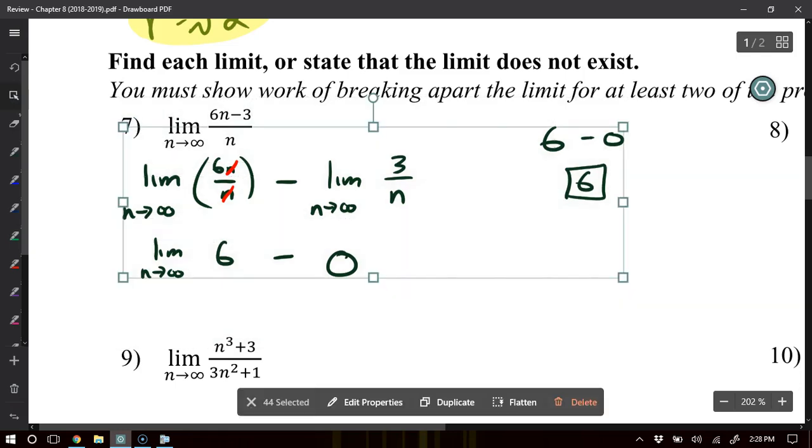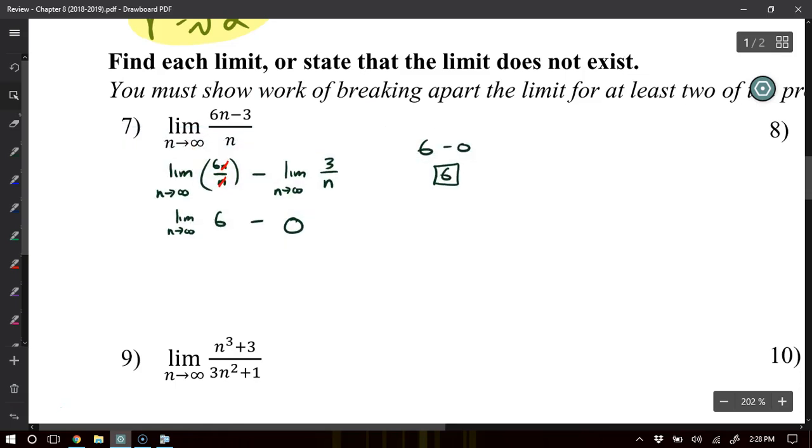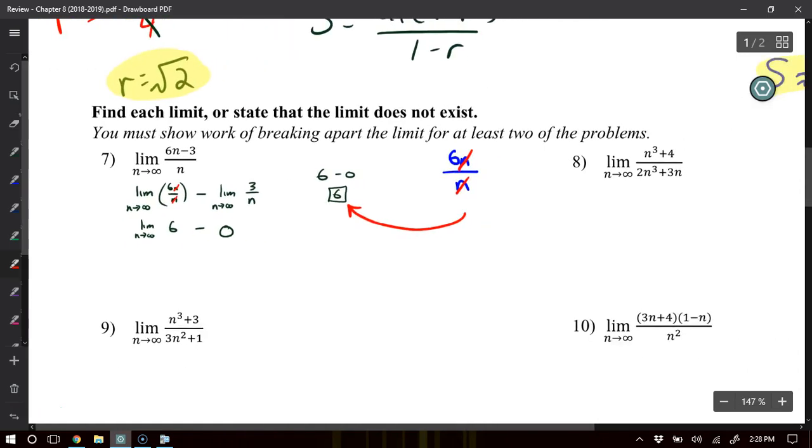Now, how do we do it without showing the work? Because, man, that's so much faster if we recognize the patterns. Well, I can either plug in a large number and just see what happens, or I can remember in this case, I'm just going to focus on the first term. The first term at the top is 6n, and the only term at the bottom is n. And if I look at my variables, they're going to cancel, and they're going to give me 6. There it is. Done.